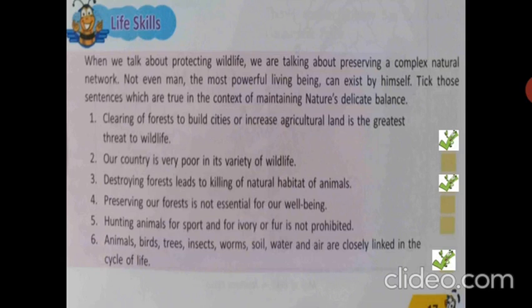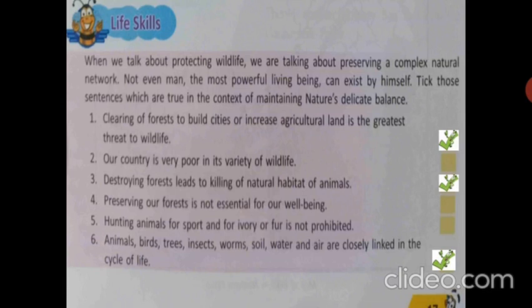The fifth sentence: hunting animals for sports, for ivory, for fur is not prohibited. Is it true or false? It is false, because hunting animals for sports, ivory or fur is prohibited. Now no one can hunt animals for their own benefit. So this sentence is wrong.